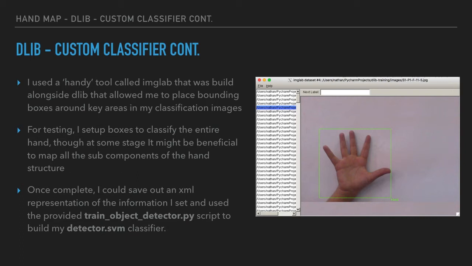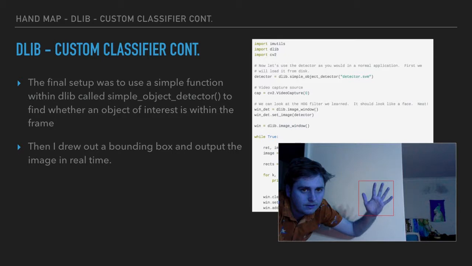Once this was complete, I saved all this information out to an XML representation, and I ran it through the train_object_detector.py script that came with dlib, and it built my detector.svm classifier. The final step was to write a short piece of code that used OpenCV and dlib and a function called simple_object_detector to find out whether an object exists within a frame. Then I drew a bounding box around the output image in real time.